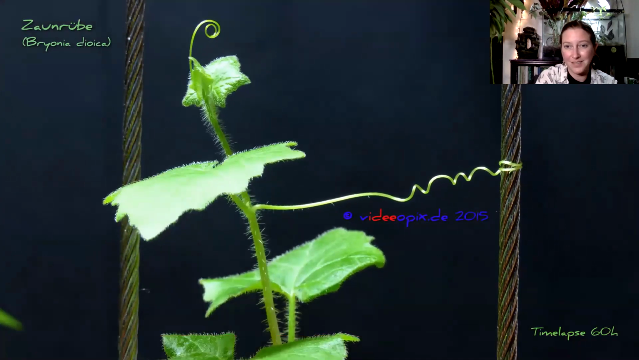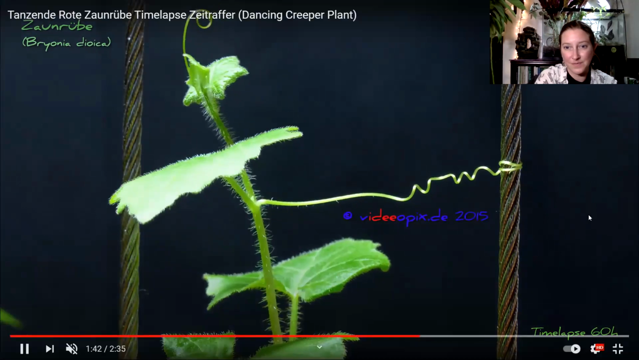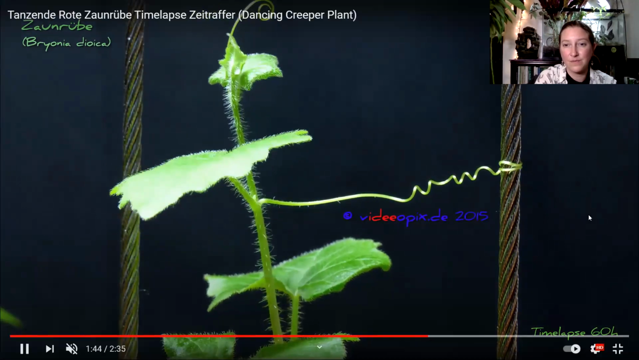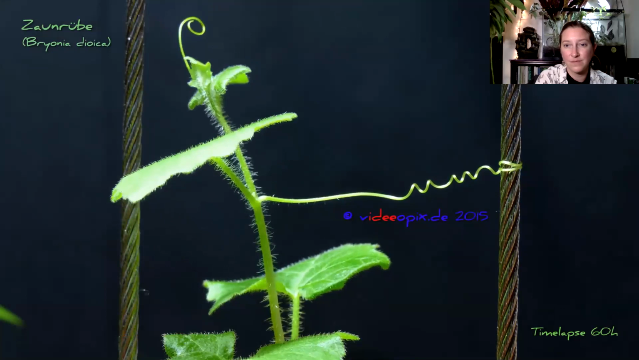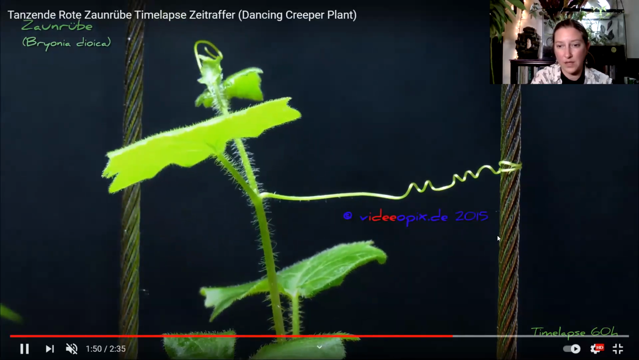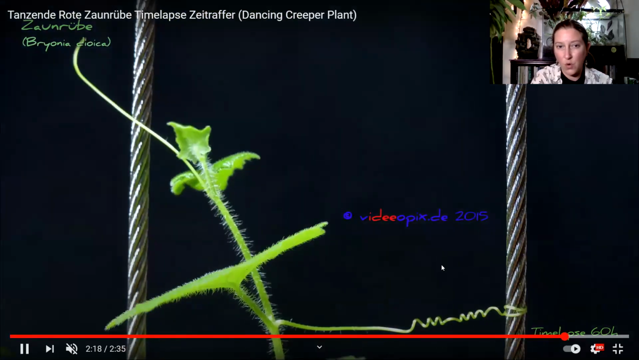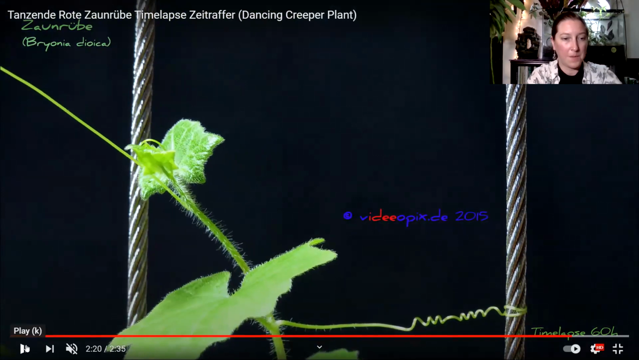Pretty crazy, right? Yeah, so the little coil thing is the twining movement. Eventually it gets even more coiled.